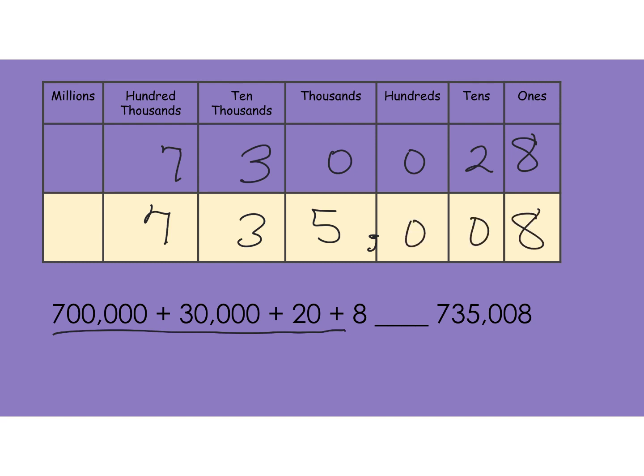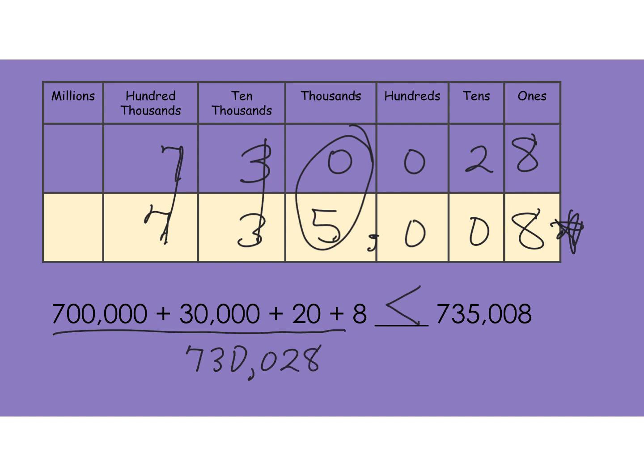1,008. Okay, so if I'm looking here, my 7s are the same, my 3s are the same, and then I look right here and I have 5,000 and 0,000. So I know that this one at the bottom is going to be my greater number. So even with expanded form, or I could even write it down here, I have 730,028, and then I can compare the standard form.